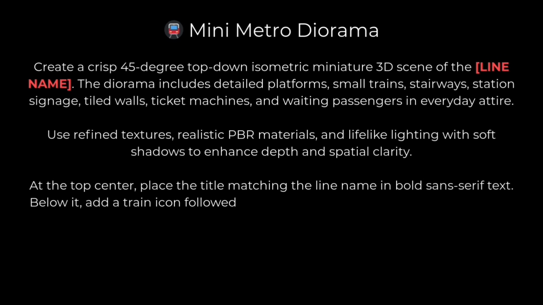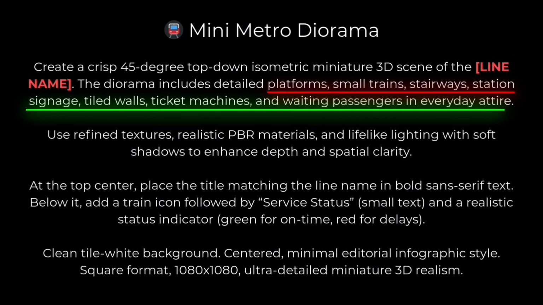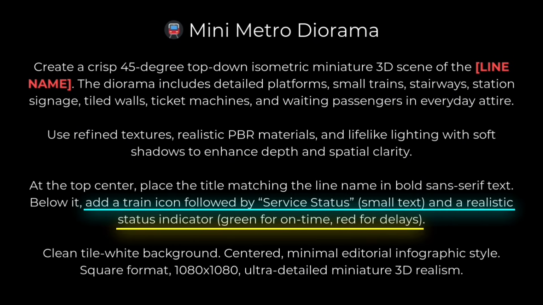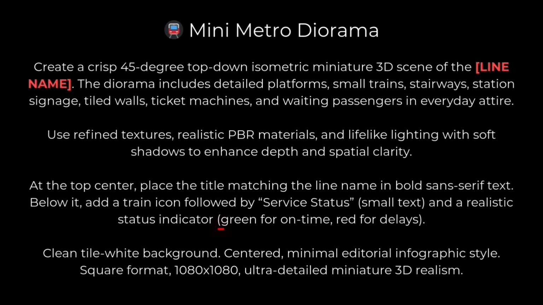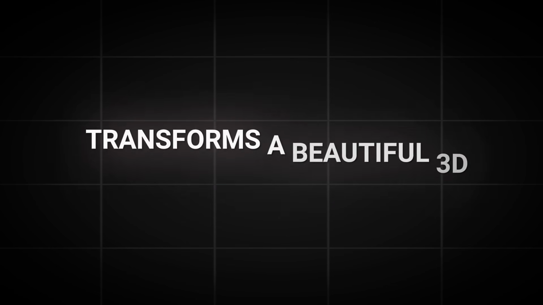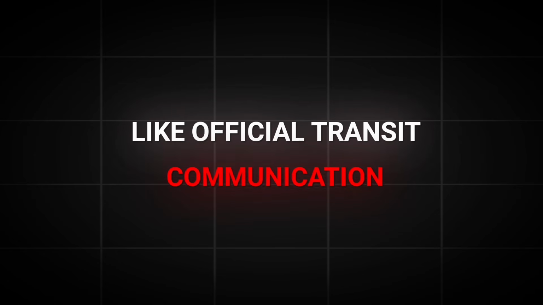Prompt 11 is Mini Metro Diorama. This builds a perfect isometric cross-section of any subway system in the world. Platforms, trains, passengers, signage, ticket machines, everything. The service status indicator is the detail that makes this feel like a real infographic. We ask for either a green on-time signal or a red delay signal. That small UI element transforms a beautiful 3D render into something that looks like official transit communication.